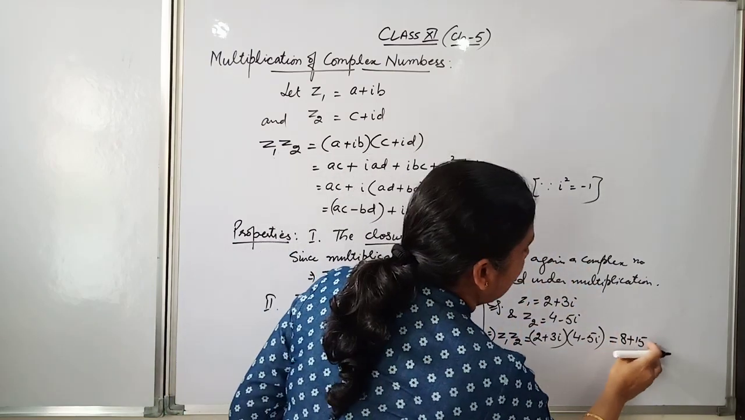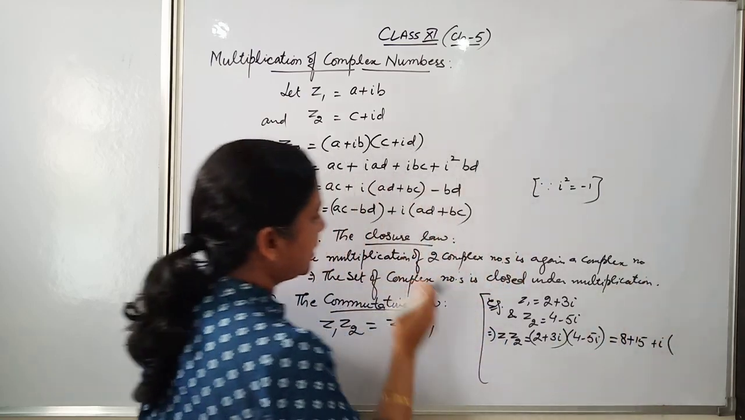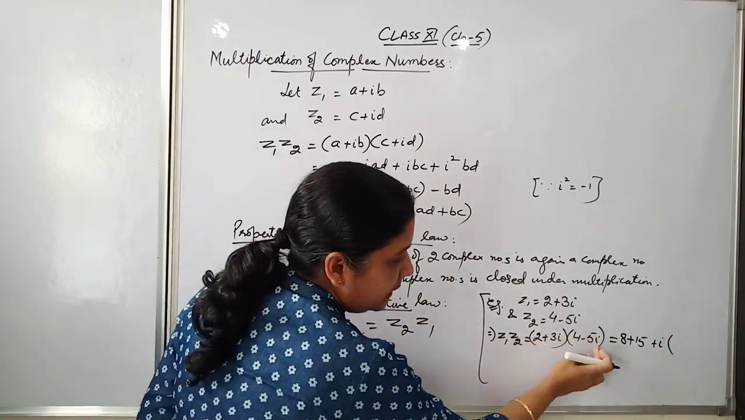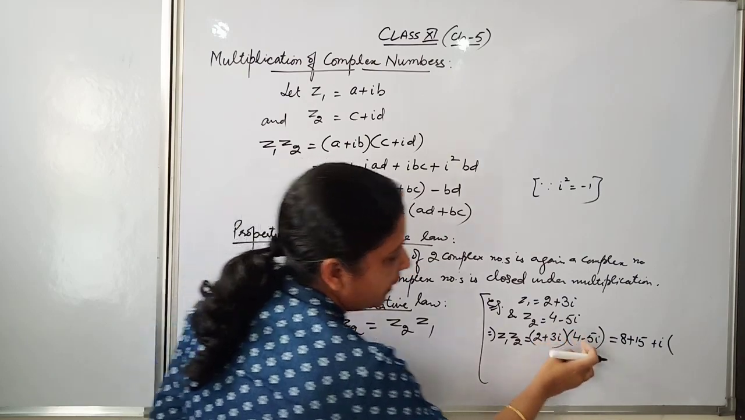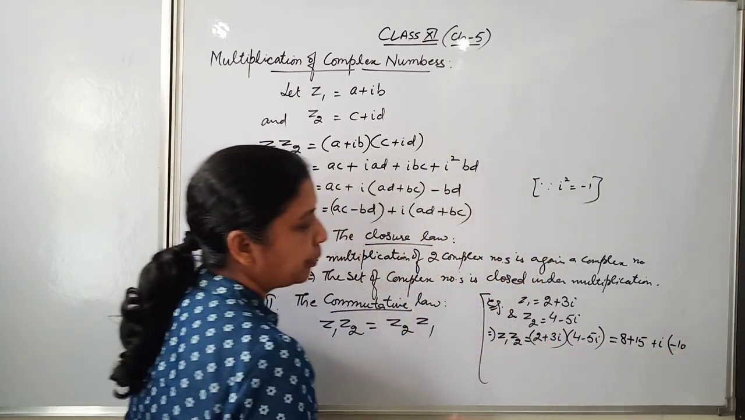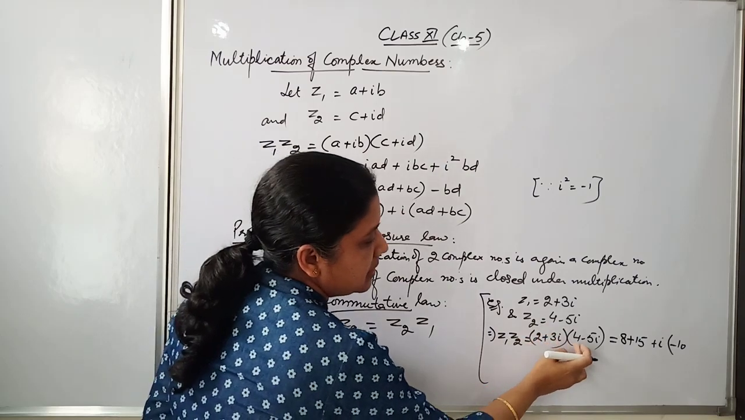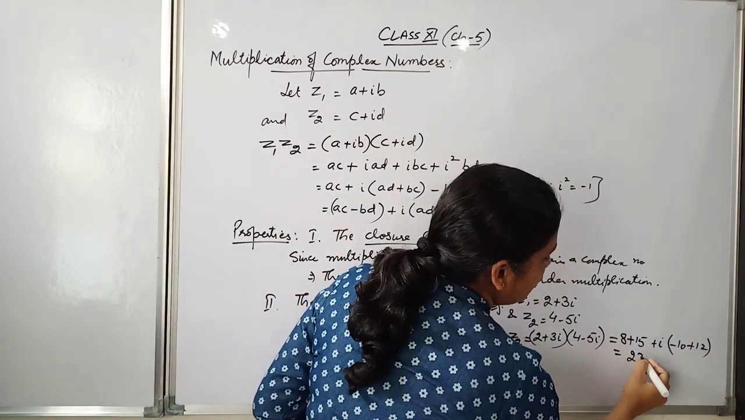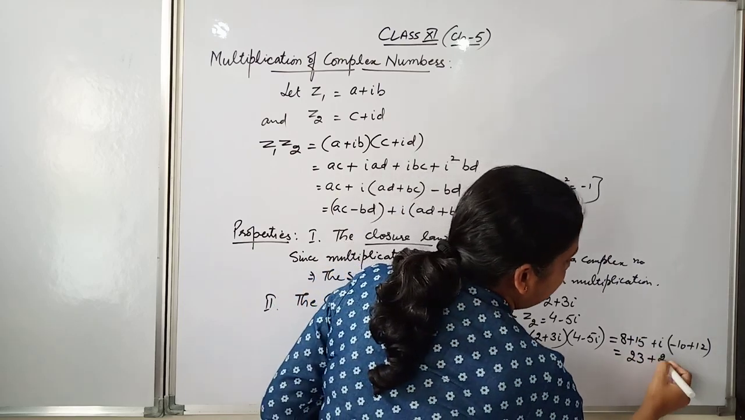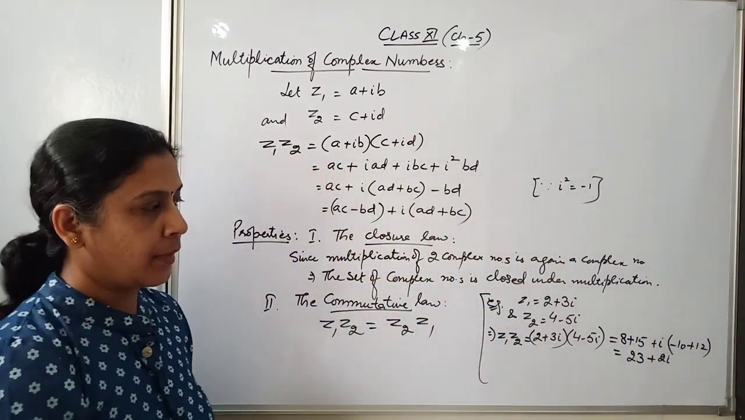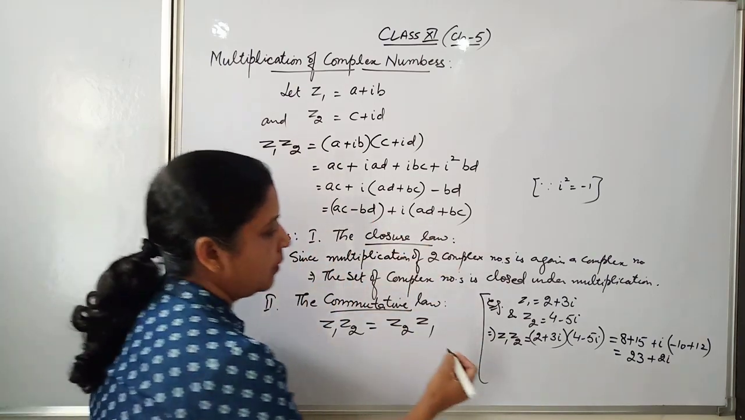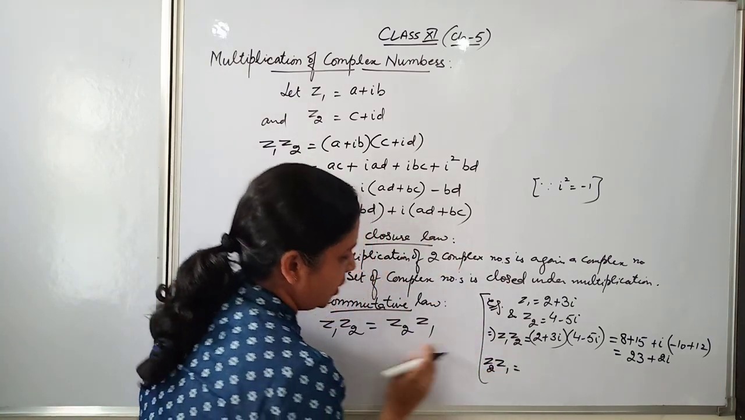And plus iota into. This is a real part. Plus iota into AD. 2 into minus 5 gives you minus 10. Plus BC. Plus 3 into 4. That is 12. So I am going to get 23 plus 2 iota. Either you can do the whole process or you can just use the formula. Now, let's solve RHS of this.